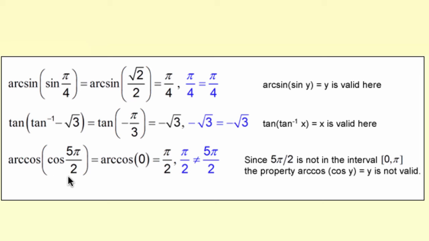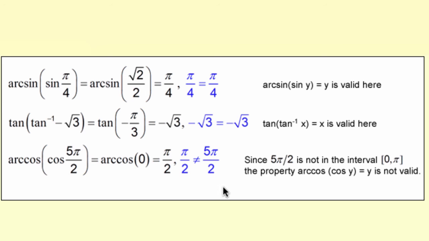There's a problem with this one though. Arc cosine of cosine of 5π/2. 5π/2 is not in the appropriate interval. So what happens is cosine of 5π/2 equals 0. But when you do arc cosine of 0, you get π/2, and those are not equal. And the problem is 5π/2 is not in the interval 0 to π, so that isn't valid in this case.